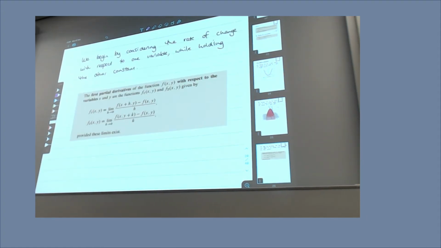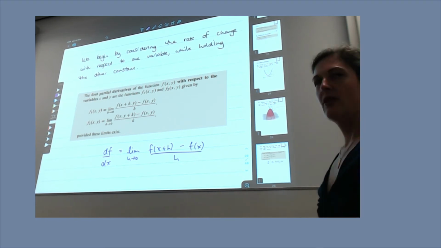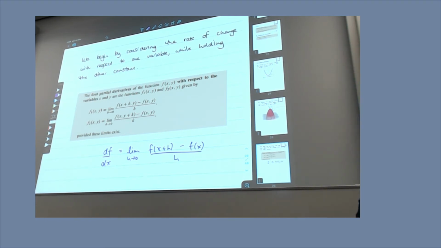Okay, you remember that df by dx is defined as the limit as h goes to 0 of f of x plus h minus f of x over h. Okay, that should be burned into your minds.